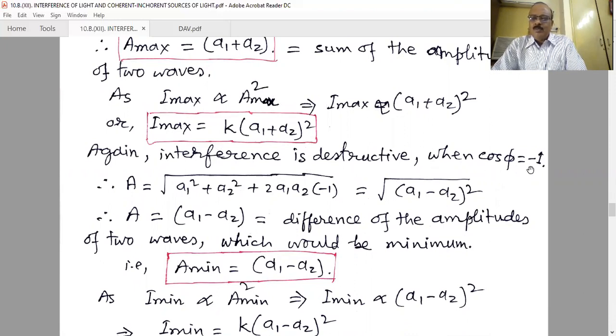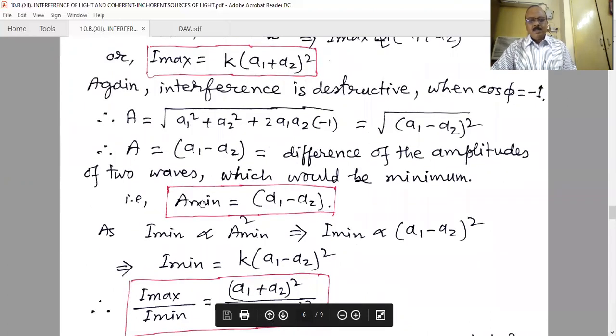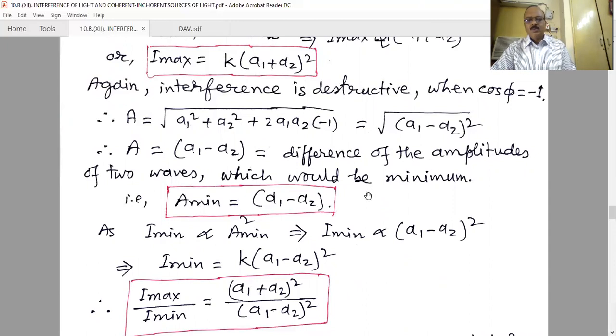When cos φ is equal to -1, we get A equal to √(a1² + a2² + 2a1a2 × (-1)). That means it is √((a1 - a2)²). Therefore, A will be a1 - a2, that is the difference of the amplitudes of the two waves, which would be the minimum. That means for destructive interference, the minimum resultant amplitude will be a1 - a2, the difference of the two amplitudes.